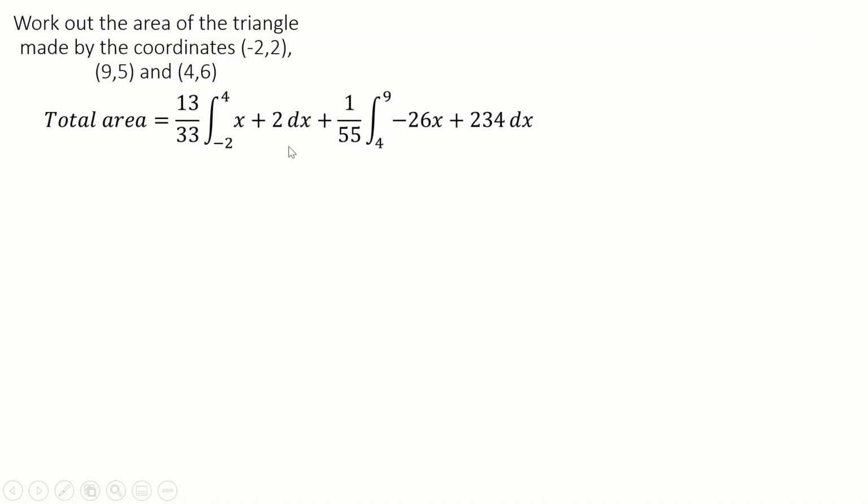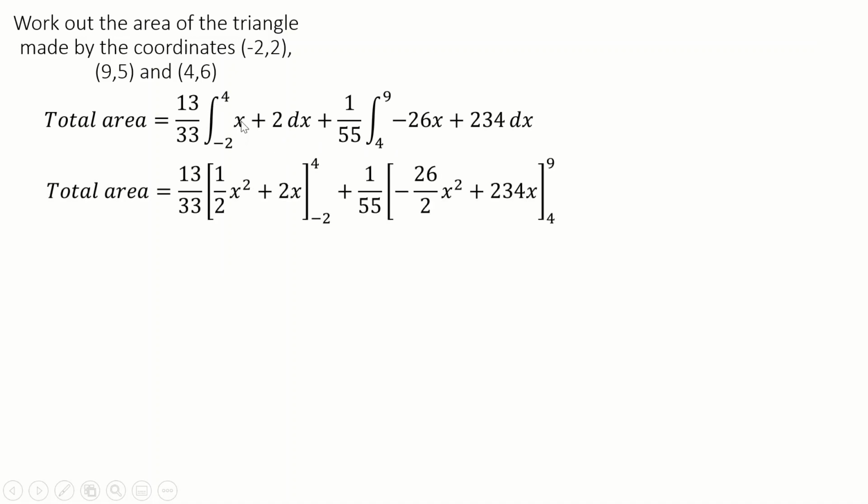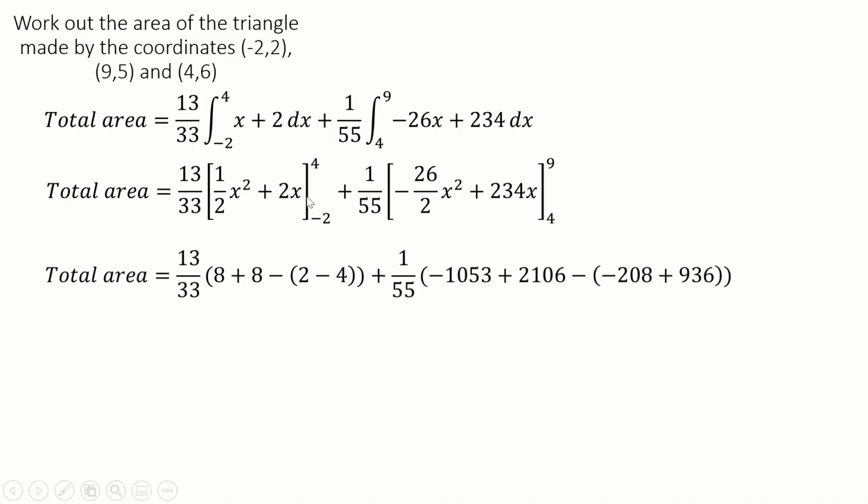Now I'm actually going to do some integrating, I think. So, of course, this integrates to a half x squared. This integrates to 2x. Put 4 and minus 2 into there. Likewise, this one integrates nicely as well. Put those in. Ends up being a bit messy, but that's okay. Simplify the inside of the brackets first, of course. You get this.